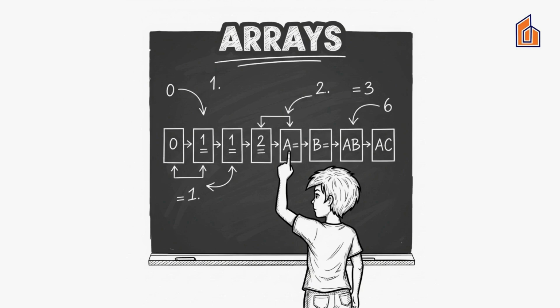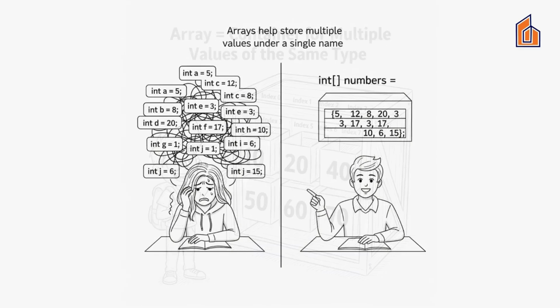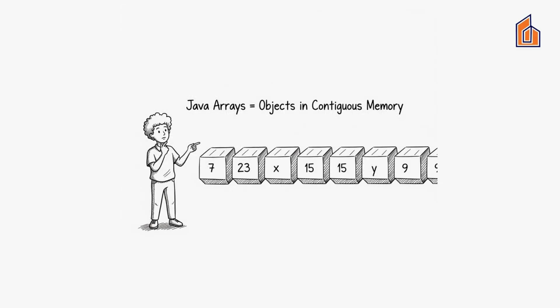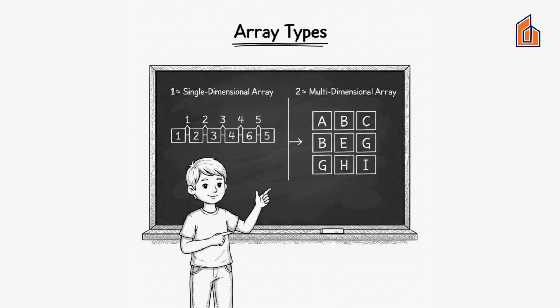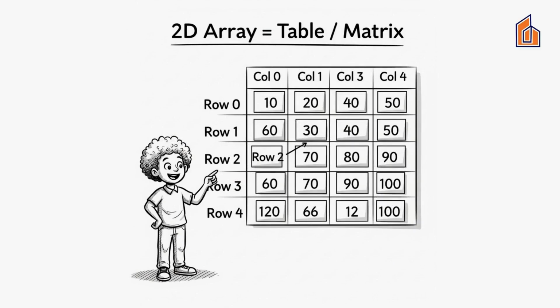Today's topic is arrays. An array is like a container that holds multiple values of the same type under a single name. Instead of creating 10 different variables, we can use an array to store all of them together. In Java, arrays are objects that store elements in a contiguous memory block. We will cover two types today: 1D array, that is one dimensional like a simple list, and 2D array, two dimensional like a table or a matrix. Now let's code it to see how it works.